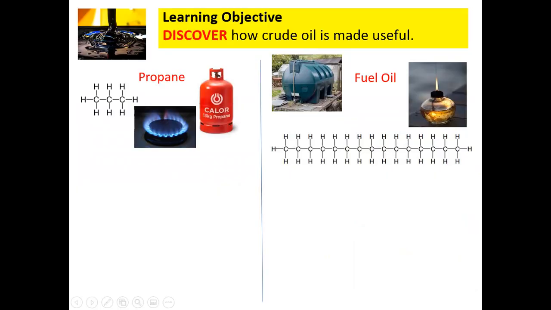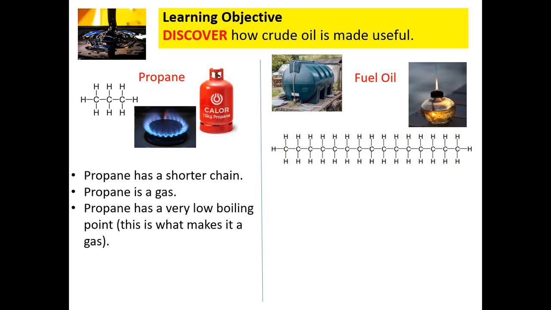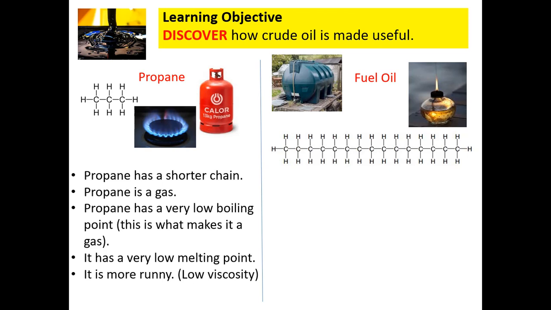So if we think about propane first, you can see that it's got a much shorter chain length, okay? And that then will affect the properties of it. So propane, it's in a gas canister because it is a gas. Shorter the chain, the more likely is that you are going to have a gas and not a liquid. So it has a very, very low boiling point, and therefore that's what makes it a gas. So it boils much lower than room temperature. It has a very low melting point, and it is more runny. So it has a low viscosity.